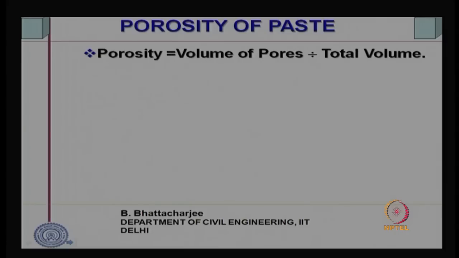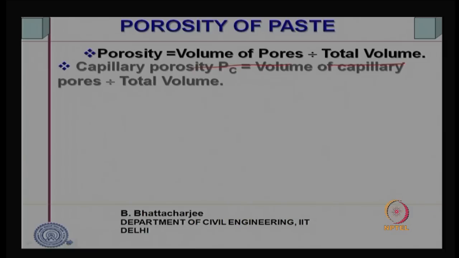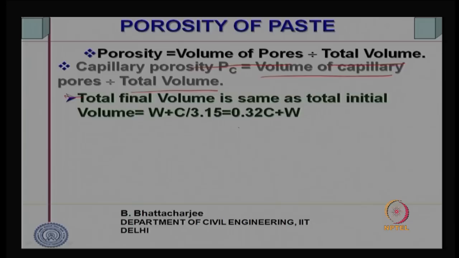Capillary porosity will be the volume of capillary pores divided by the total volume. Now, what is the total volume? It is the sum of the originally added cement volume plus water. The final volume is the same as the total initial volume. Therefore, this is nothing but 0.32 C plus W.